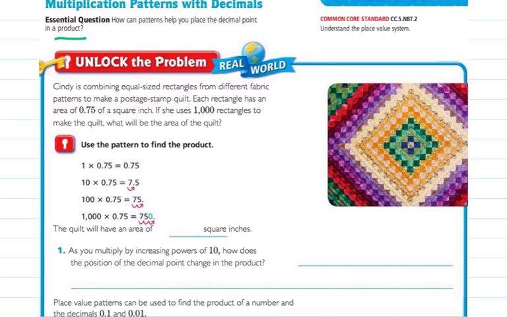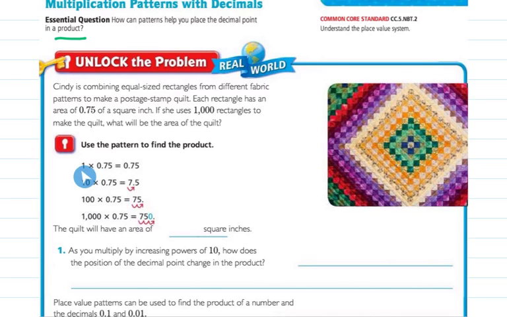So what we're going to start with is our real-world unlock the problem about Cindy. Cindy is combining equal-sized rectangles from different fabric patterns to make a postage stamp quilt. Each rectangle has an area of 75 hundredths of a square inch. If she uses 1,000 rectangles to make the quilt, what will be the area of the quilt? The first strategy is to use the patterns to find a product. So we're going to use multiplication patterns.